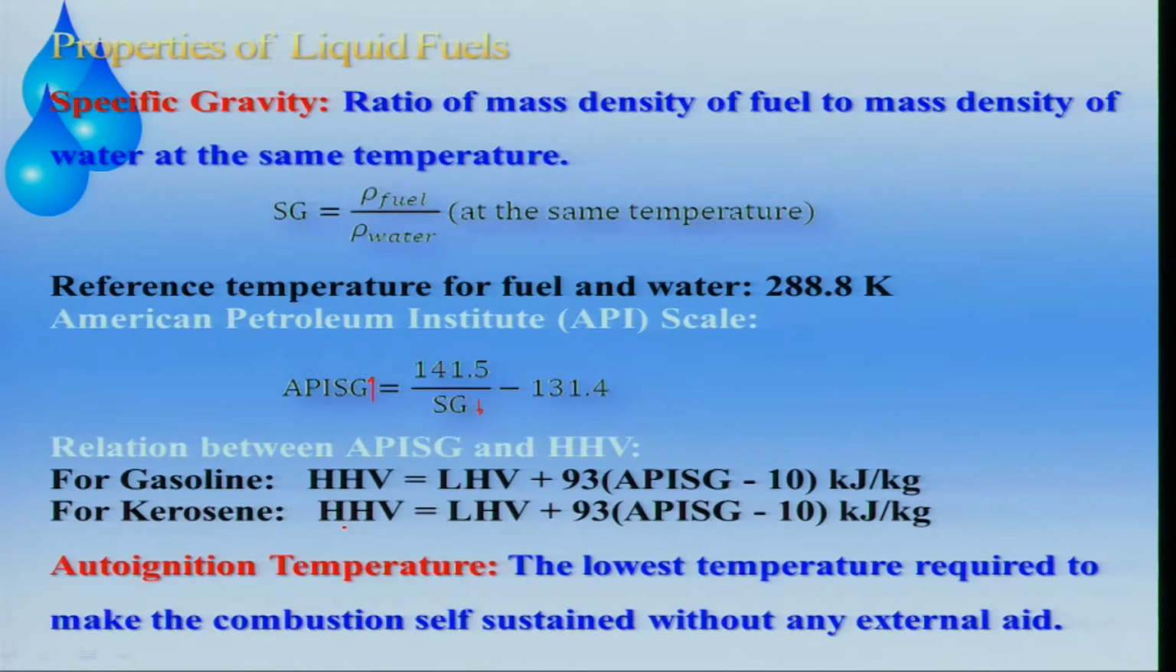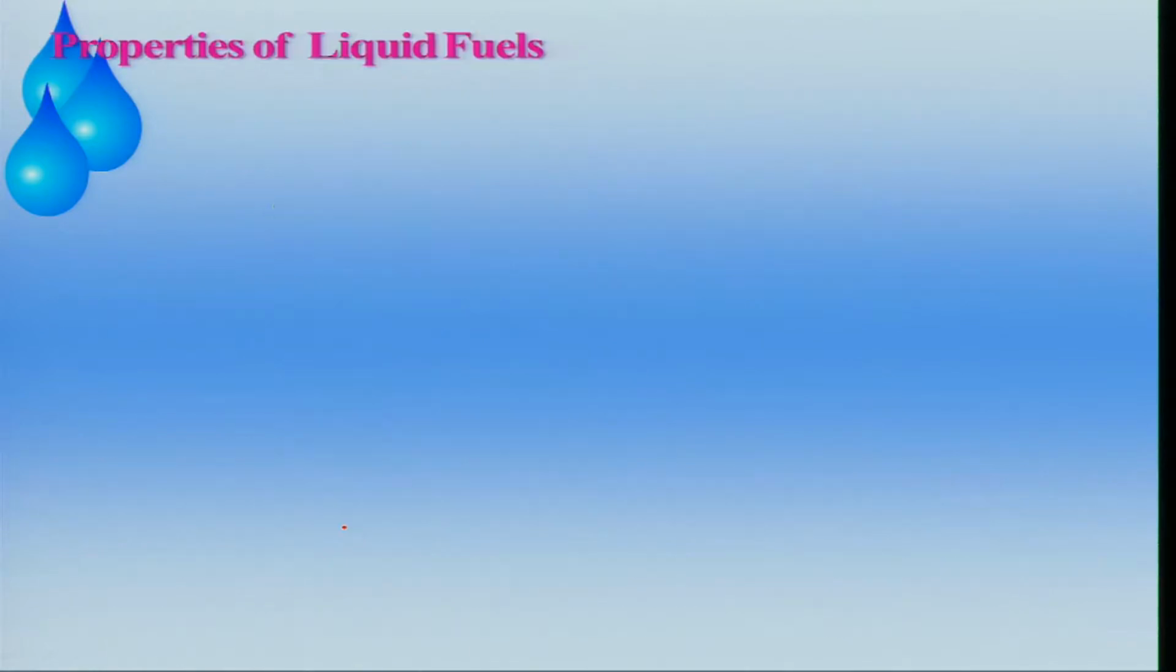There is another important property we need to look at, that is the auto ignition temperature, the lowest temperature required to make the combustion self sustained without any external aid. If you want to make a combustion self sustained, we should go to a temperature beyond the auto ignition, otherwise we need to continuously give the ignition energy, right. So, this is a very important parameter which needs to be looked at, and it can also be used for safety reasons, to avoid explosions.